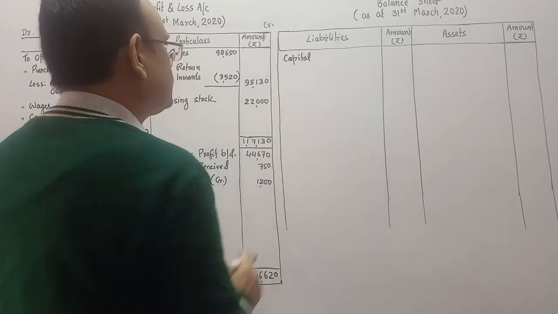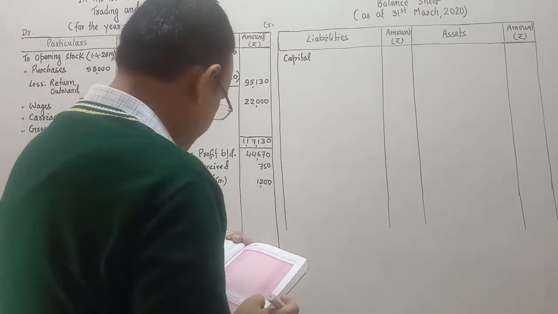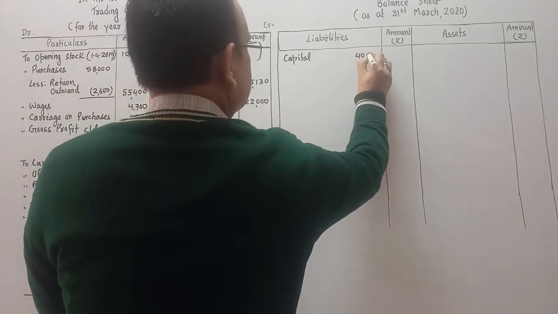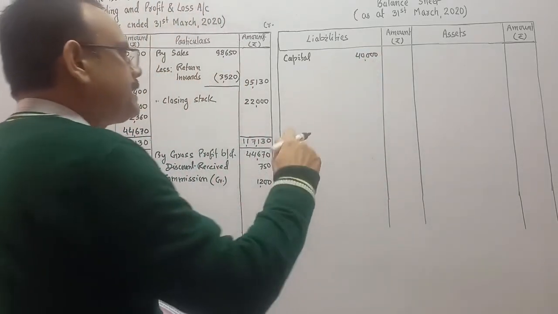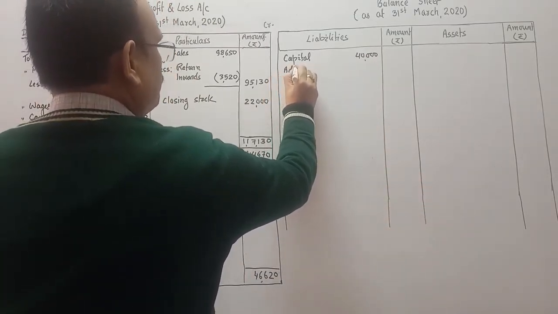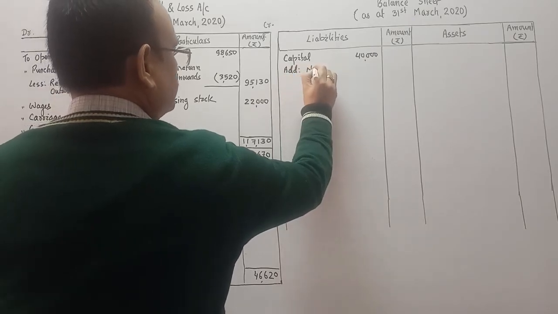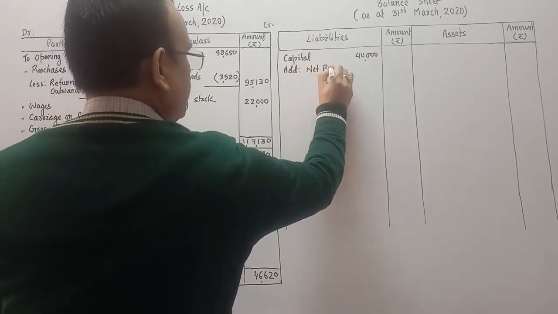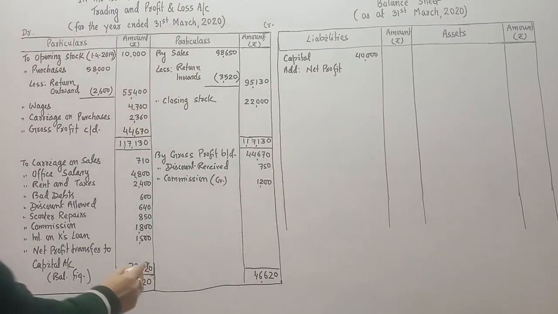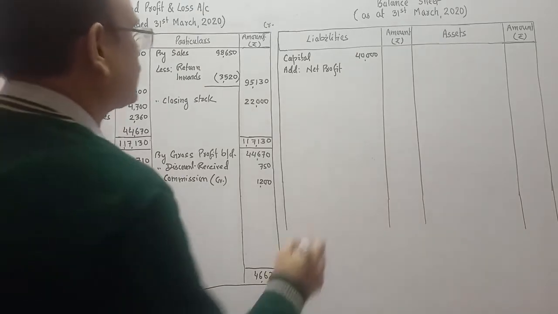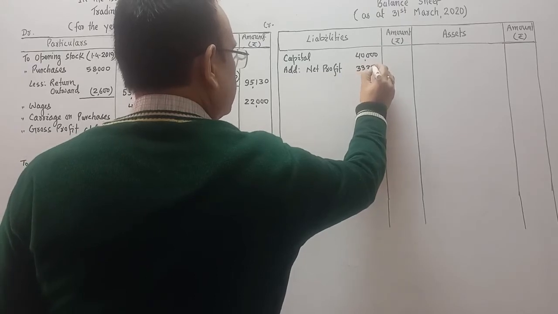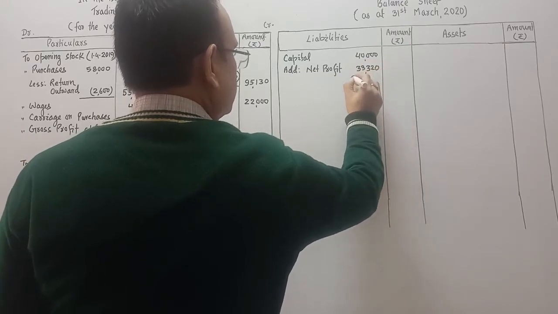Capital is given on the credit side of the trial balance. Capital is 40,000. This is the credit balance. Here you add net profit to this capital. Net profit we have calculated is 33,320.